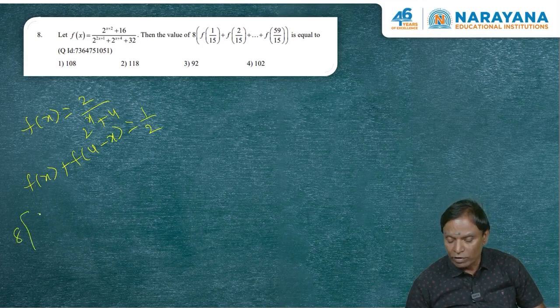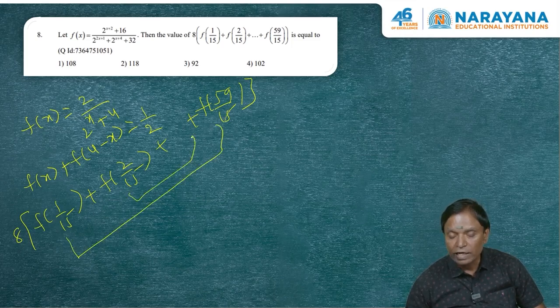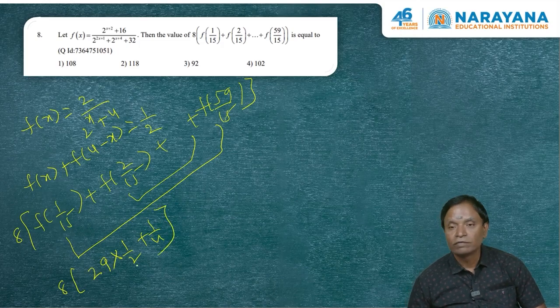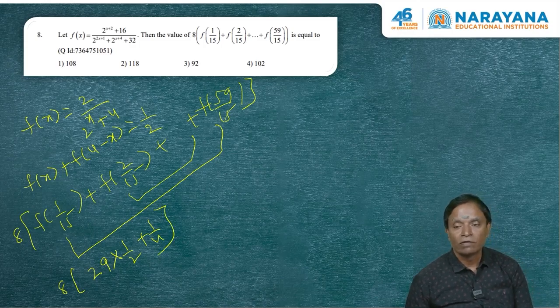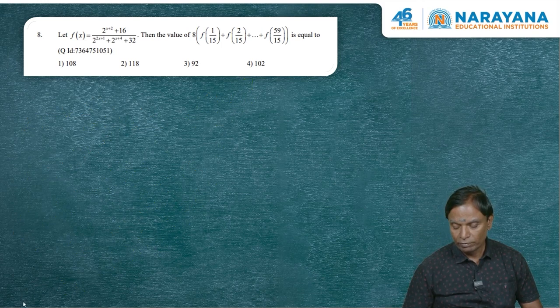Now look at the value you are asked to find, f of 1 by 15 plus f of 2 by 15 plus, and so on, up to f of 59 by 15. You can observe in this, the sum of first and last terms is 4, second and second last terms is 4, third and third last terms is 4, except the middle one. Got it? Excluding the middle one, since all of them are 4, you can say 29 into 1 by 2 plus the middle one. Got it or not? So, which gives you 118. This you can simplify it. Let us go to the next problem.